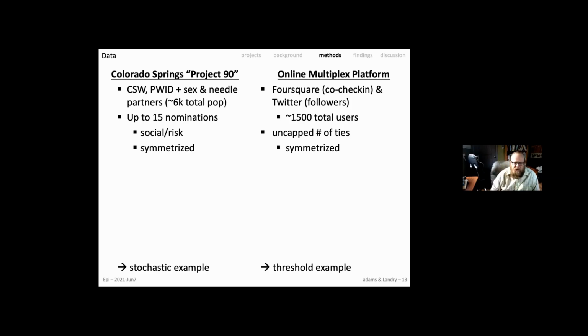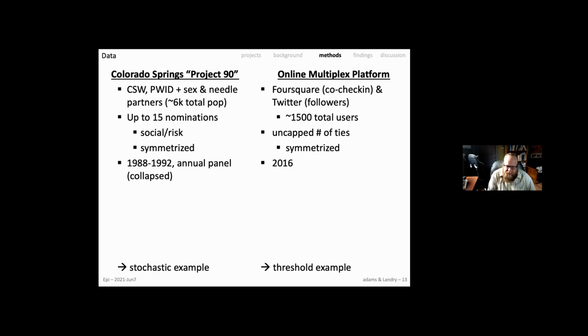And then for the Foursquare, the main difference on the online platform is that the number of ties is uncapped. They can have any number of partners. So in theory, somebody could have 1,499 partners if there are 1,500 users here. I don't think we see that. I don't remember what the maximum is that we saw. It was high, but nowhere near that high.